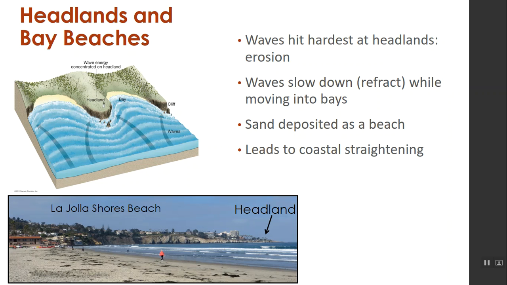This leads to coastal straightening. Much like fluvial processes are trying to flatten out the landscape, this coastal erosion wants to erode away these headlands and make a straight coast. Again, we're talking about very large timescales, but these headlands are slowly eroding, and as human beings, we're constantly trying to keep that from happening.